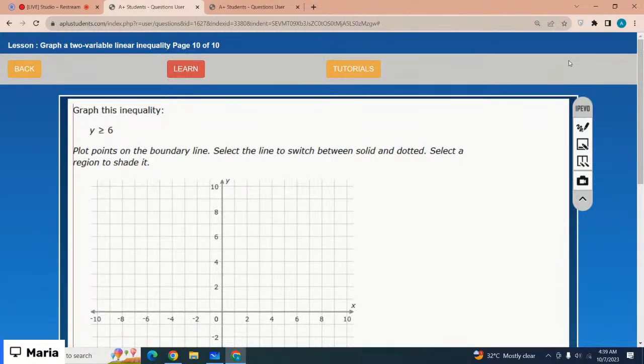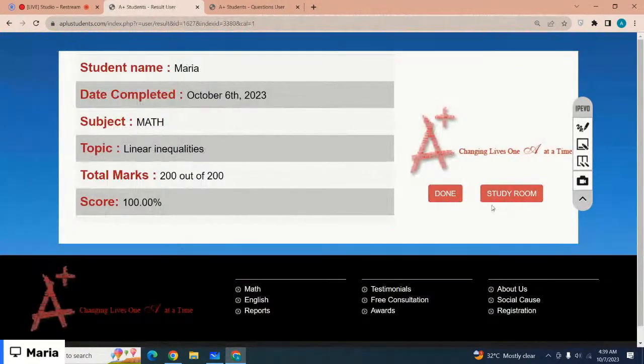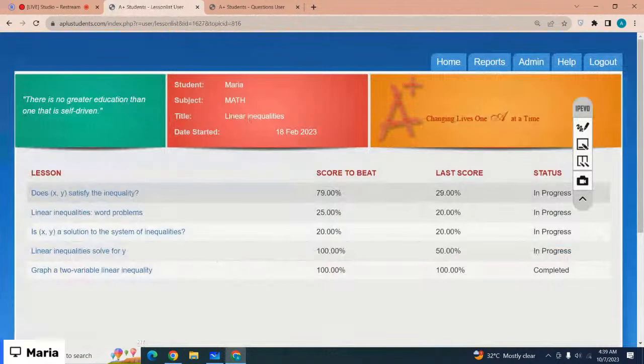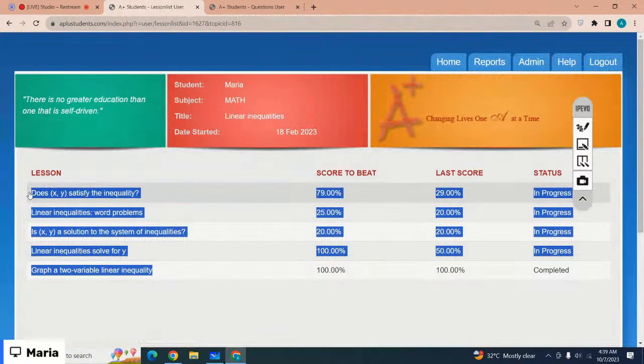Okay, we are done with the lesson. So if we were working on grade 9 math, the chapter we're working on is linear inequalities. The lessons we have covered today are: does xy satisfy the inequality, linear inequalities word problems, is xy a solution of the system of inequalities, and linear inequalities solve for y and graph, which are two-variable linear inequalities, right?